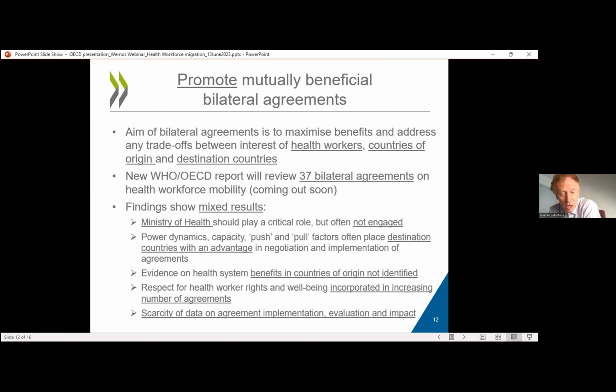The evidence in terms of the benefits for health systems in the countries of origin is often not clear. On the positive side, there are an increasing number of these bilateral agreements that incorporate some clause about the respect for health worker rights and well-being. And then there's a lack of data in terms of the implementation of the agreements and their evaluation and impact.